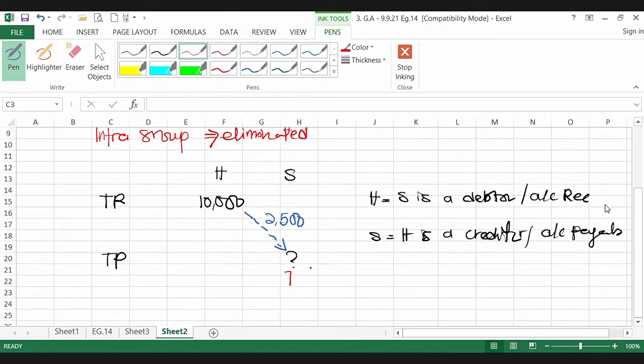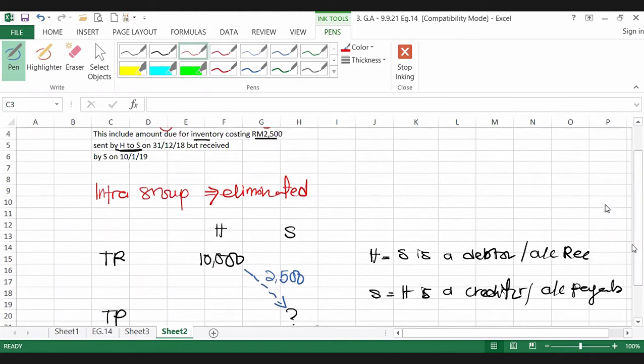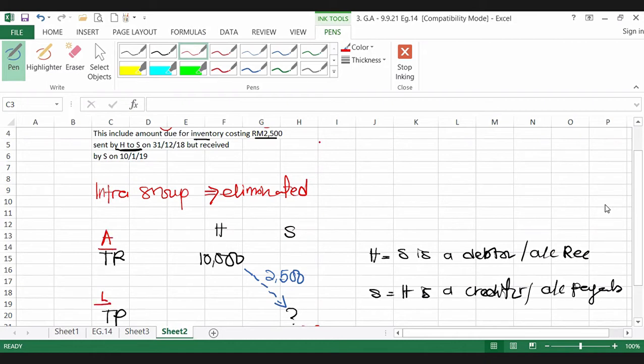It was 7,500 because subsidiary still has not received in the current year. Next year he receives, then he will update. So the double entry of this transaction, since it is intra-group, we have to eliminate. This is asset, this is liability. So TR asset, eliminate credit. So TR 10,000.